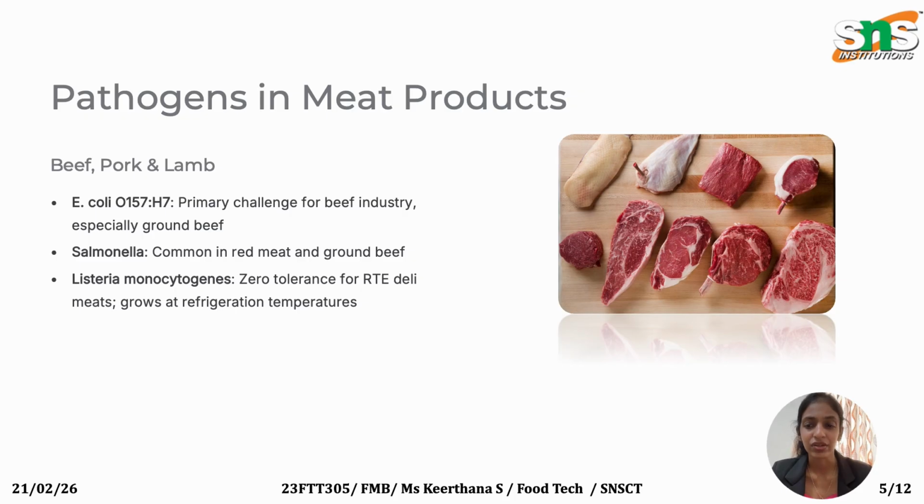So let's see pathogens in meat. Over here we have the red meat. There are a few hidden risks behind the meat. Imagine ground beef. When meat is minced, surface bacteria get mixed throughout the product. This is where E. coli becomes a serious concern. Another major pathogen is Salmonella. This is commonly associated with meat and poultry products. Then we have Listeria monocytogenes, particularly dangerous because it can grow even at refrigerator temperature, especially in ready-to-eat meat-based products. This makes temperature control extremely critical.